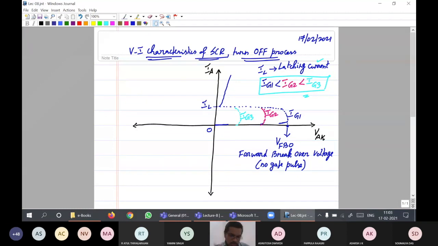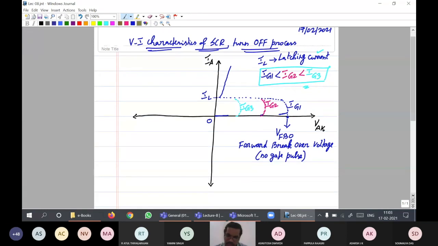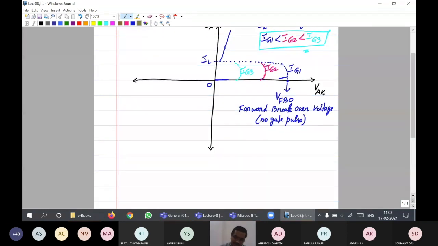Now I should write two important points. Number one, when the SCR is not conducting but still a forward voltage is applied, that is, when we forward bias the anode and cathode terminal, it will be blocking the forward voltage, but it won't conduct. That state is called the forward blocking state. Very, very important. This is a unique feature of an SCR. Forward blocking state. You won't find this in other devices.